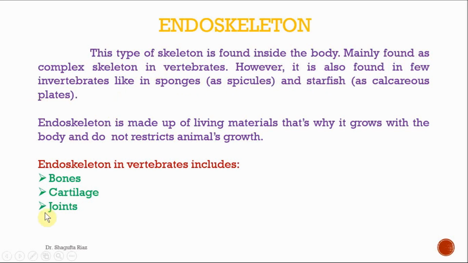The rest of the examples come under the vertebrates. Endoskeleton is made up of living material. That's why it grows with the body and does not restrict the animal's growth. As the body increases in size, the endoskeleton, the bones, also grows with the body. Endoskeleton in vertebrates includes bones, cartilage, and joints, which we will discuss in the further lectures in detail.